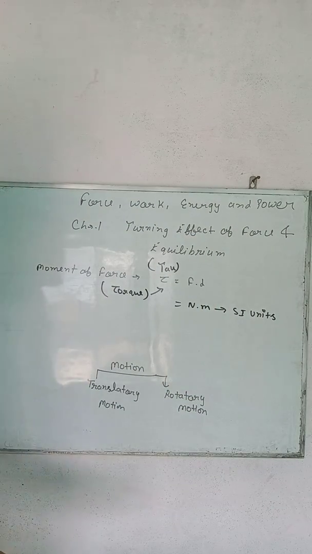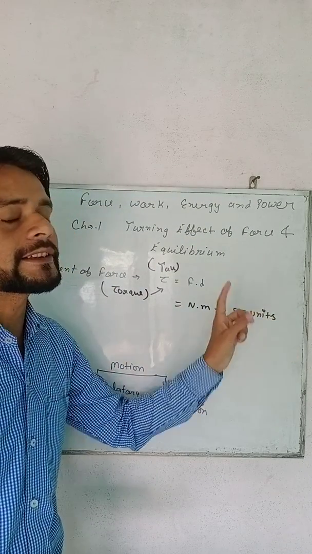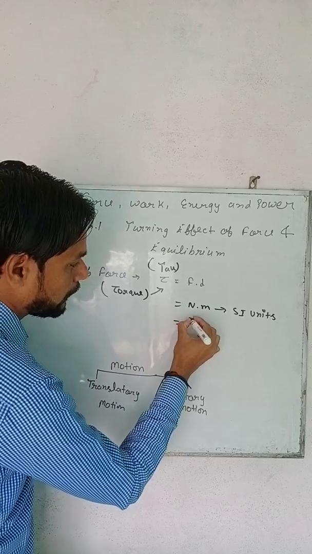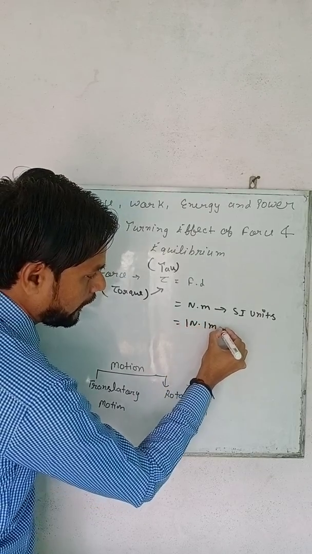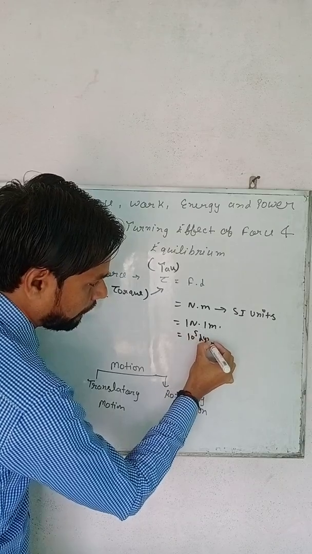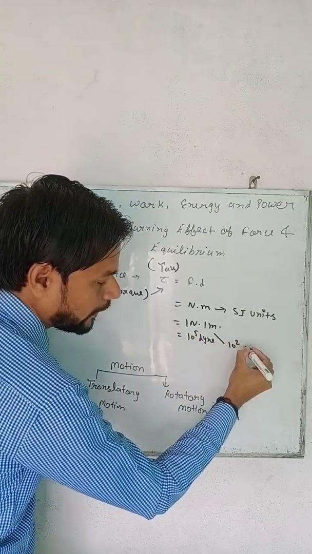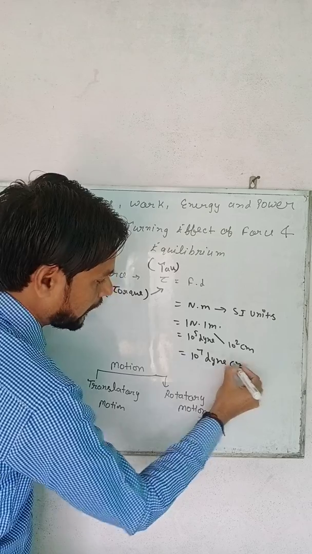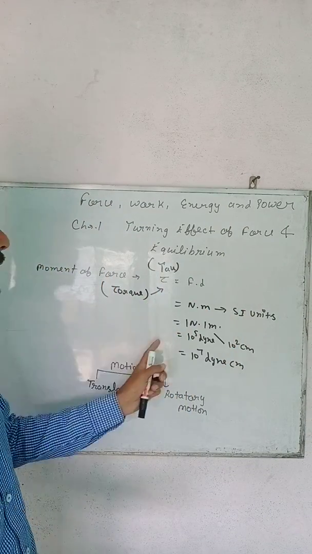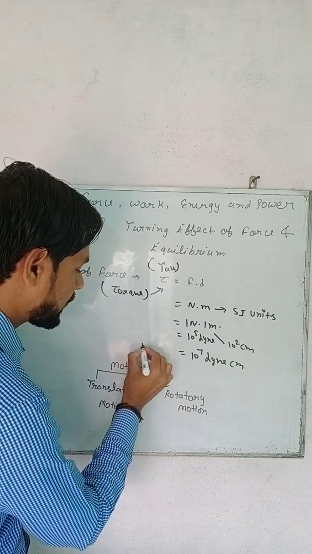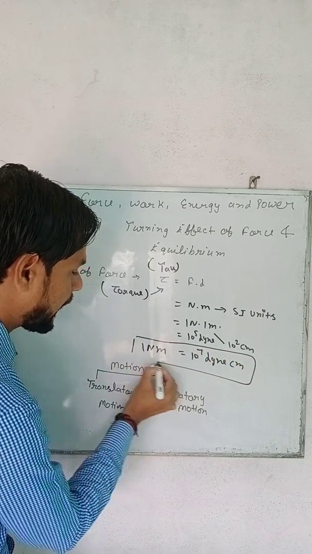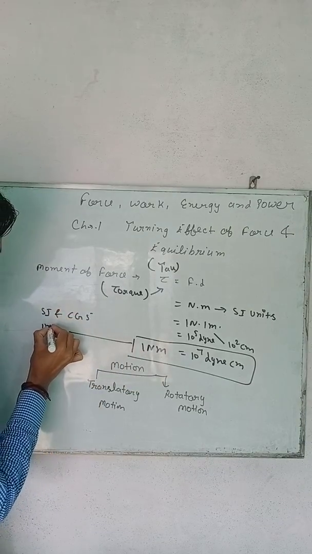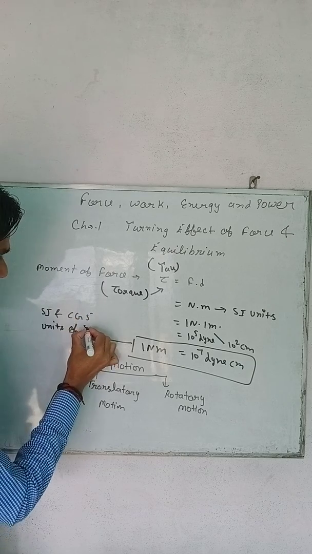One question is produced from here: the relation between the SI unit and CGS unit of moment of force or torque. 1 Newton is equal to 10 to the power 5 dyne, and 1 meter is equal to 10 to the power 2 centimeter. So the relationship between SI and CGS units of torque is 10 to the power 7 dyne centimeter.